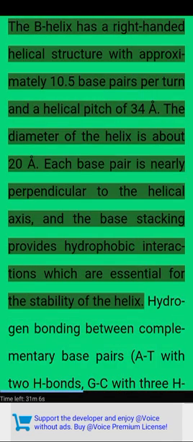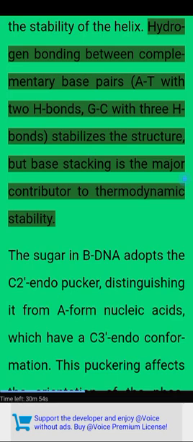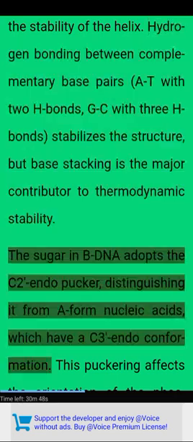The B helix has a right-handed helical structure with approximately 10.5 base pairs per turn and a helical pitch of 34 Å. The diameter of the helix is about 20 Å. Each base pair is nearly perpendicular to the helical axis, and the base stacking provides hydrophobic interactions which are essential for the stability of the helix. Hydrogen bonding between complementary base pairs, AT with 2 H bonds, GC with 3 H bonds, stabilizes the structure, but base stacking is a major contributor to thermodynamic stability.